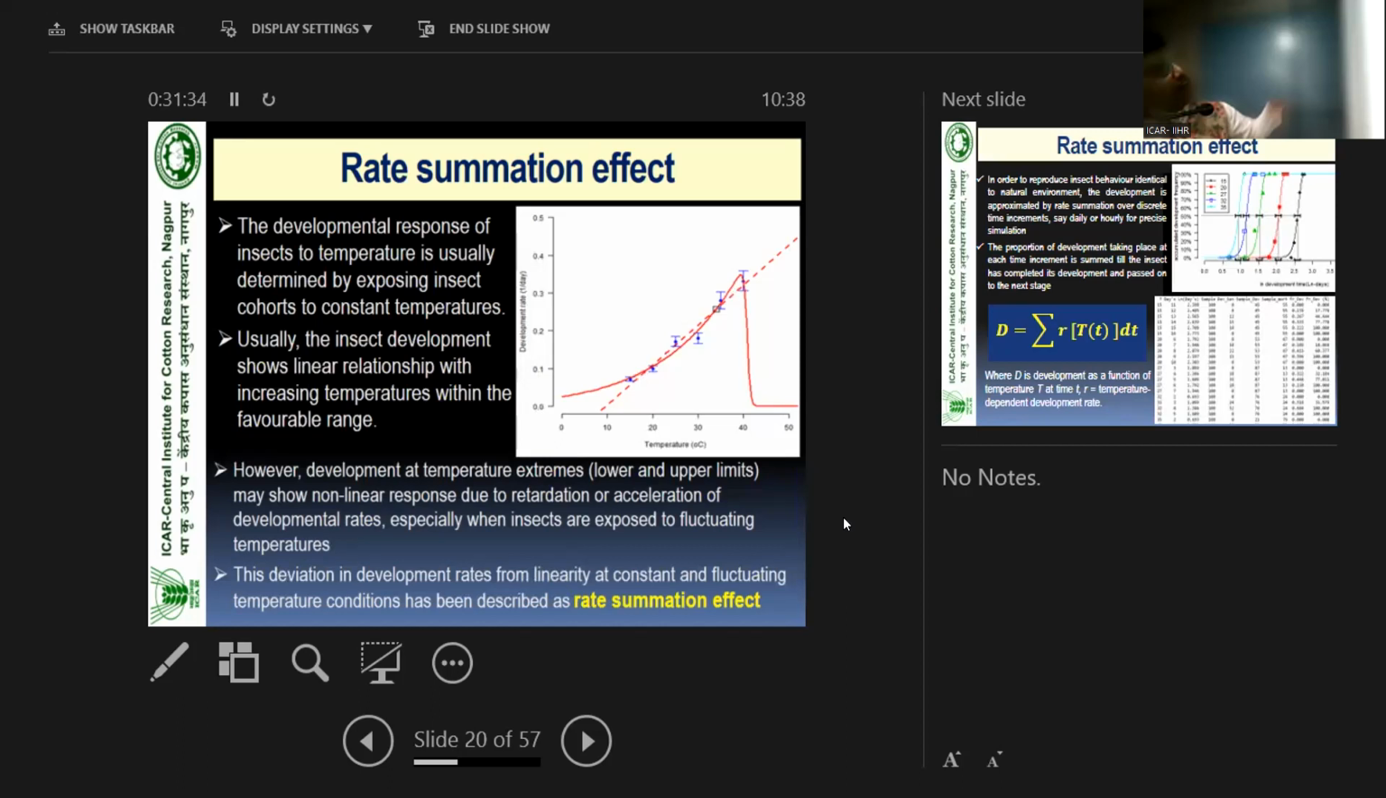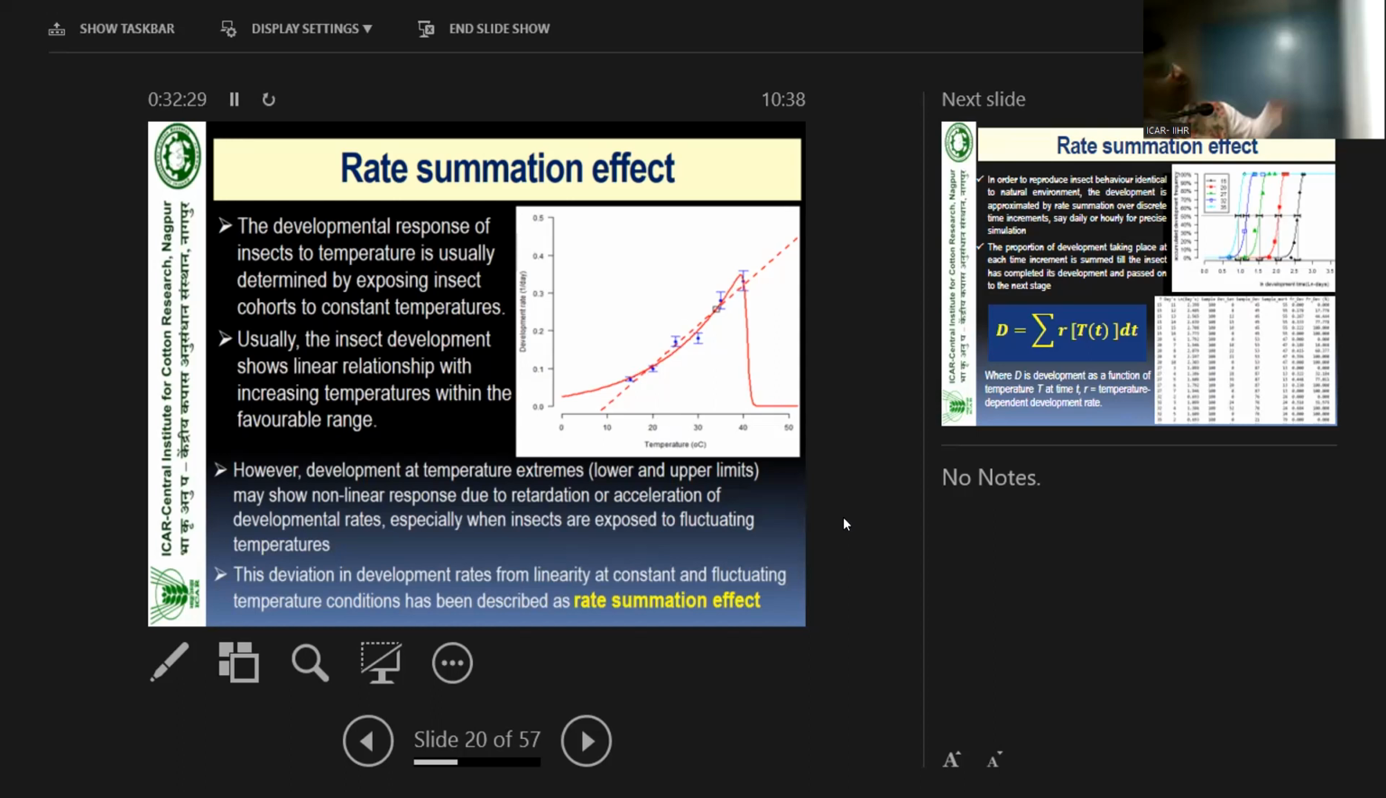Why we should switch from linear to non-linear is clearly seen here. Within the favorable range, linear and non-linear models are almost similar, there is no difference. But the problem comes at the extreme low and extreme high, where the linear model does not have the flexibility to predict the variability. And that's why this deviation from linearity is called rate summation. We assume that with rising temperature, developmental rate will be faster. That was the assumption earlier, before the advent of non-linear models. It was assumed to increase linearly, but that is not the case.